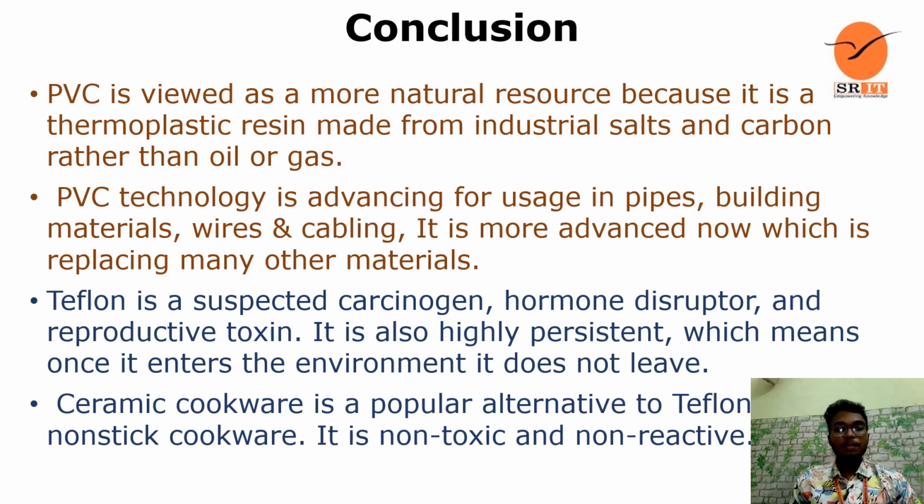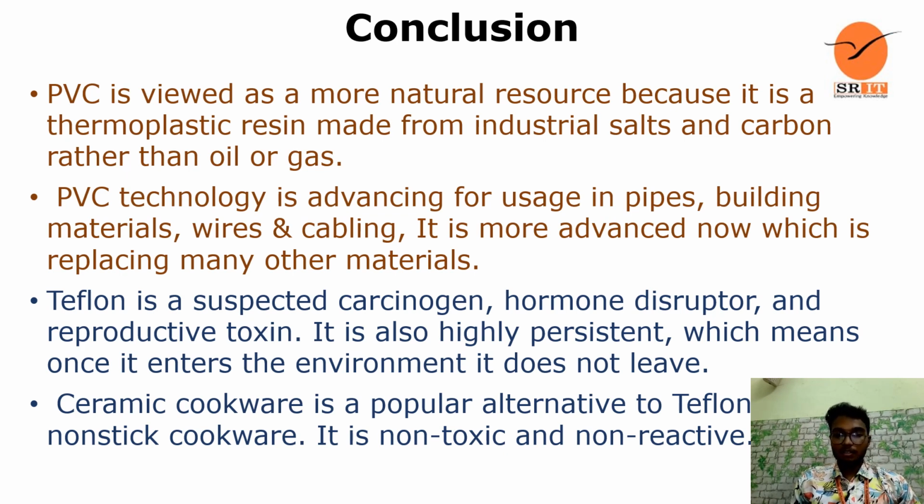So to conclude, PVC is used as a more natural resource because it is a thermoplastic resin made from industrial salts and carbon. It is made from industrial salts and carbon because these are found abundantly in nature rather than oil or gas. PVC technology is advancing for usage in pipes, building materials, wires, and cabling. It is more advanced now, which is replacing many other materials. PVC technology is almost replacing every other material in nature.